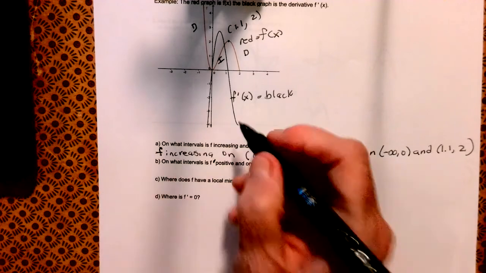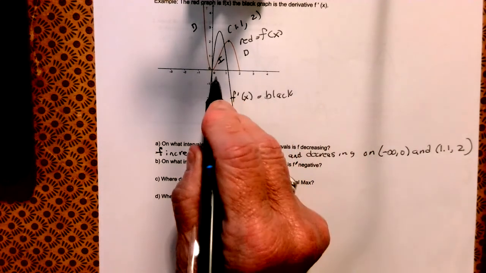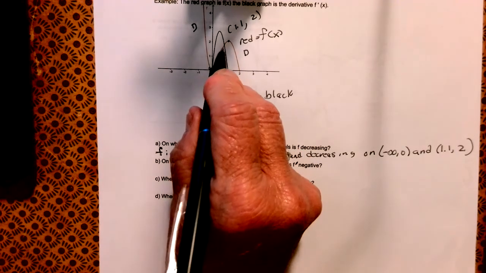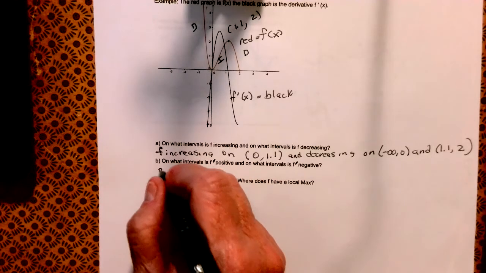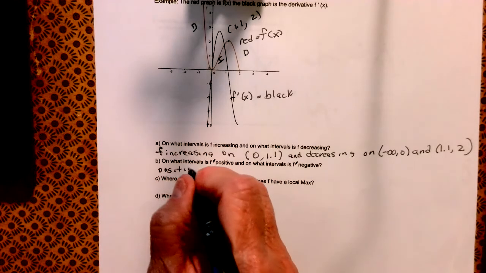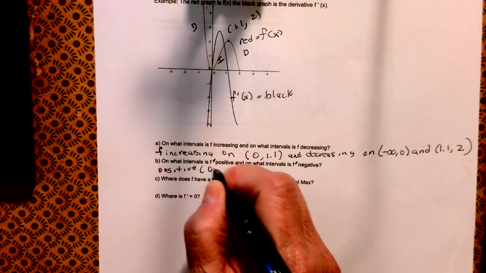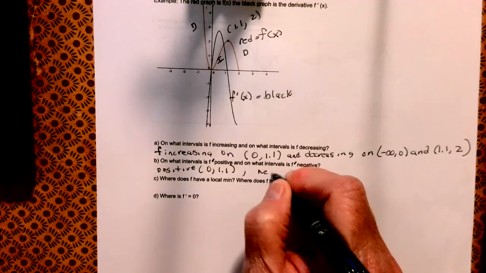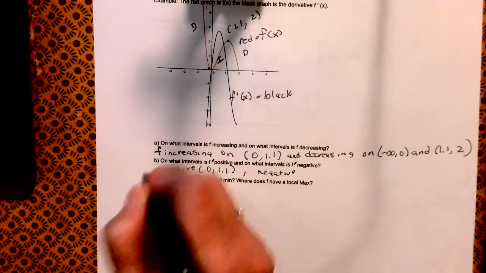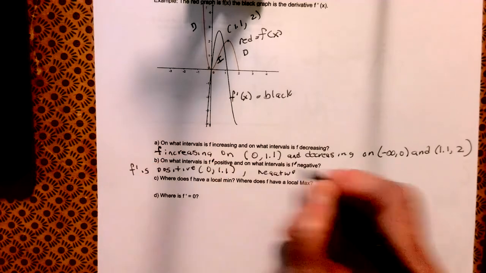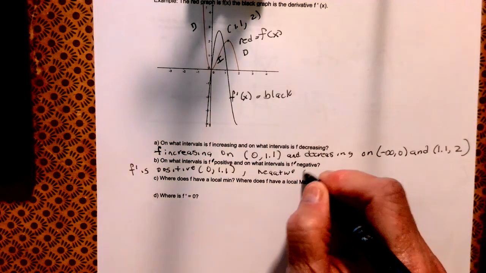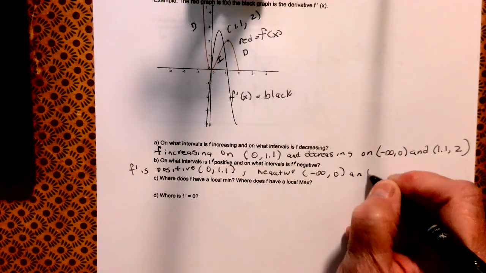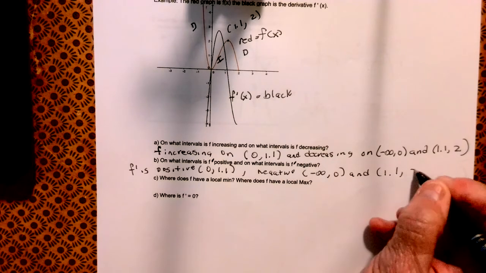So if we look at where it's positive, the black function is f prime. And a function is positive when it's above the x-axis. So where it is positive is on the interval from 0 to 1.1. And where it is negative, and this is f prime, is from negative infinity to 0 and on 1.1 to 2.